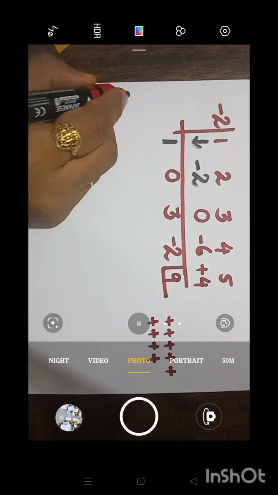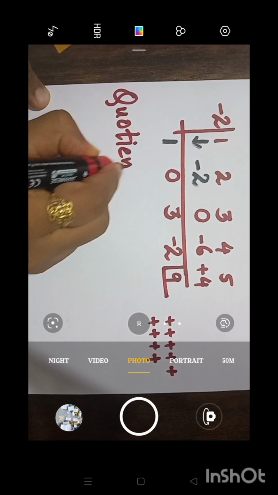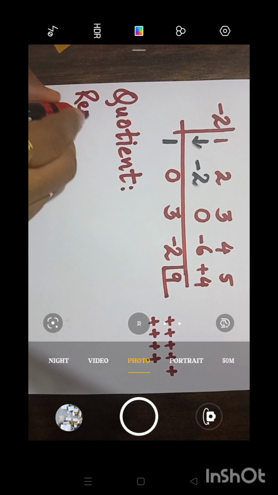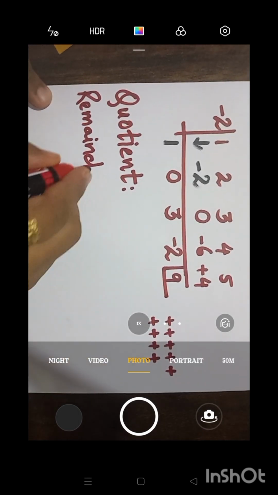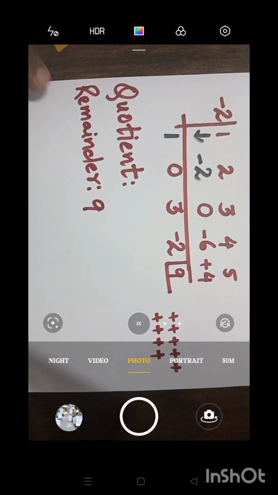Now let's decide the quotient and the remainder. I had told you about the quotient and remainder as well. The last term which you get will be your remainder. So here we are getting 9 at the end, that is my remainder.